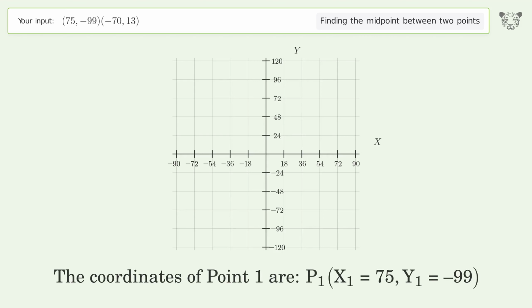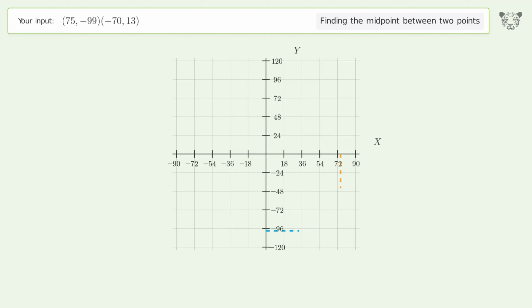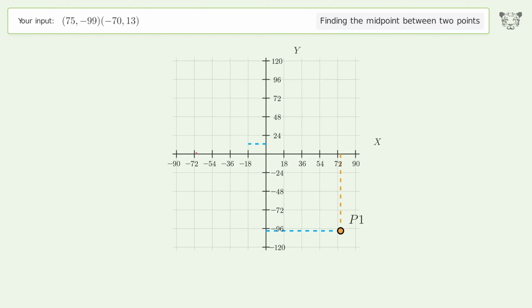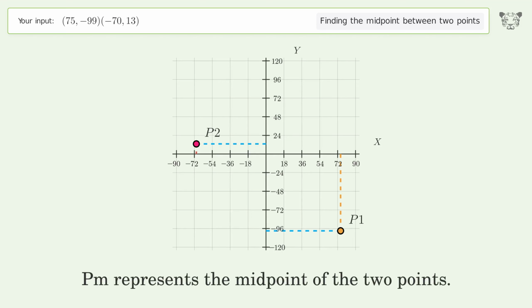The coordinates of point 1 are x1 equals 75, y1 equals negative 99. The coordinates of point 2 are x2 equals negative 70, y2 equals 13. PM represents the midpoint of the 2 points.